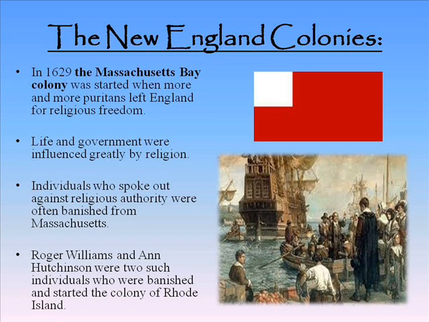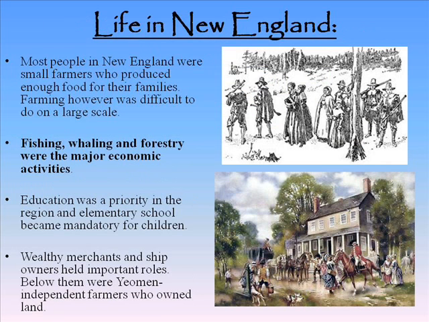Looking at some of the early settlements in the New England colonies, in 1629 the Massachusetts Bay Colony was started when more and more Puritans left England looking for religious freedom. Life and government were influenced greatly by religion, and individuals who spoke out against religious authority were often banished from Massachusetts. People such as Roger Williams and Anne Hutchinson were 2 such individuals who were banished and started the colony of Rhode Island.